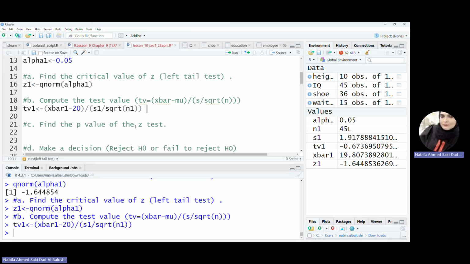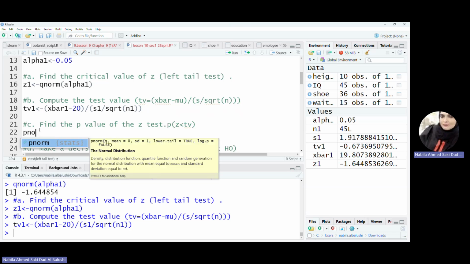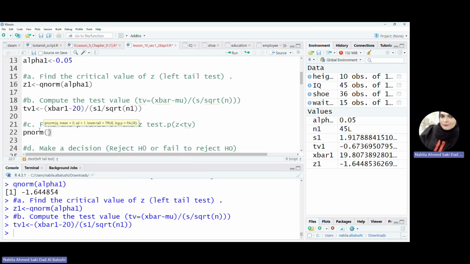We can also find the p-value for the z-test. The p-value for the z-test is the probability that z is less than the test value. To get the probability for any normal, we use pnorm. Pnorm is a code for cumulative probability, meaning the probability of z less than some value. So we write pnorm, and inside it we write the value of z we are using. The test value we have saved as TV1, so we'll use TV1.